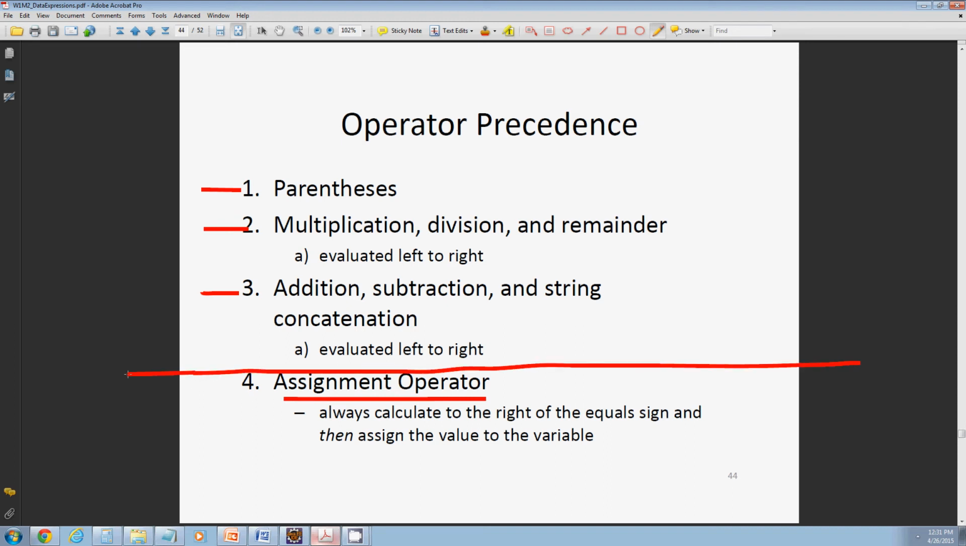Again, this means that what you do is you do everything on the right, so you do all of your complex expression on the right, and then and only then do you take that resulting value and store it into the value on the left. So the assignment operator is actually an operator, and it's the lowest in precedence. That means it happens last.